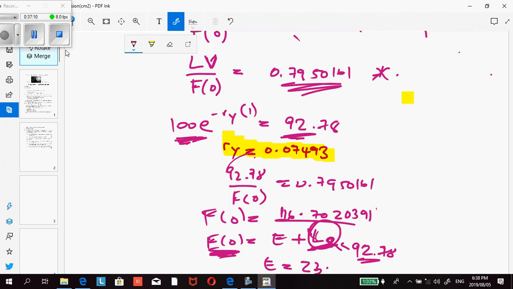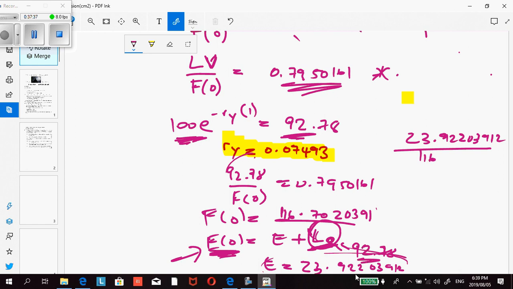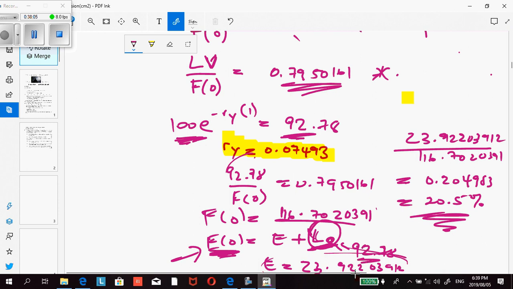And I'm going to get my equity to be 23.92203912. Now I'm looking for the percentage represented by equity in the total asset. So I'm going to say 23.92203912 divided by your total asset, which is 116.70203991, and there I'm actually going to get 0.204983, rounded off to 1 decimal place, and writing it as a percentage, I'm going to have 20.5%. Okay, this video took longer than I expected.